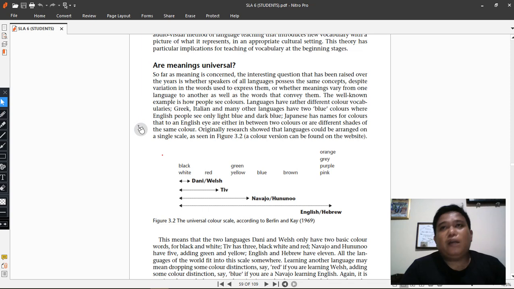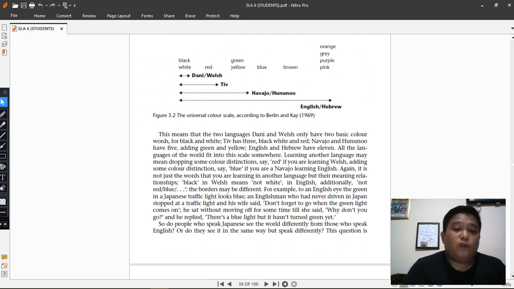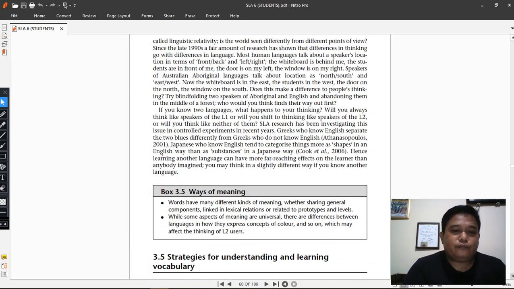Even though the words are different, the meaning is still universal. But again, you need to understand that language is flexible. It can be changed. It changes over time. So when you say that blue is biru in Indonesian or biru is blue in English, the word may change, but the meaning cannot be changed. So the meaning is universal. However, the words, the form, are flexible. The meaning is universal, but the form is flexible.